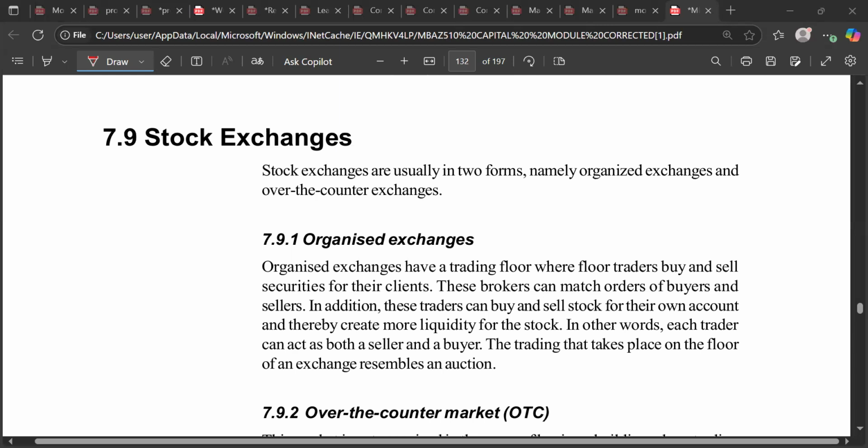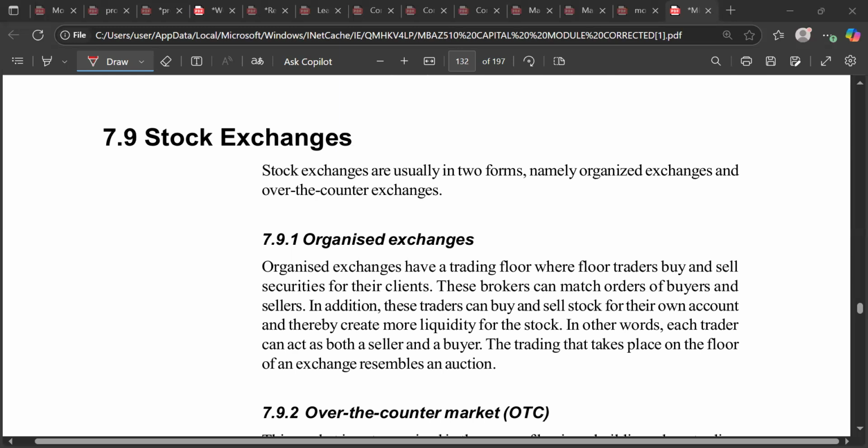Now, the other one is the over-the-counter market. The over-the-counter market is decentralized and mostly internet-based. For instance, the Facebook marketplace is an over-the-counter market. The regulation here is quite reduced, but the flexibility is higher. And it's suitable for smaller or niche stocks.